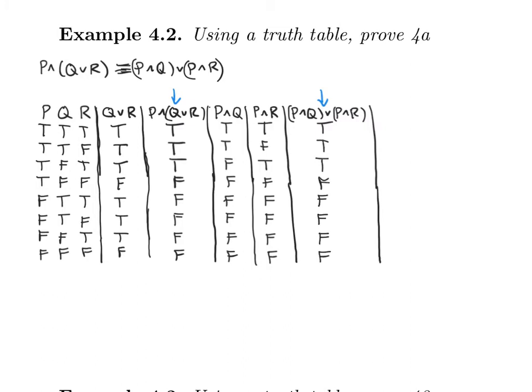And you can see that our column here, P and Q or R, and our column here, P and Q or P and R, have the same truth values. So it's 3 trues followed by 5 falses. So we have that these guys are logically equivalent. They have the same truth values given the truth values of P, Q, and R. So they are logically equivalent. So our statements are logically equivalent.